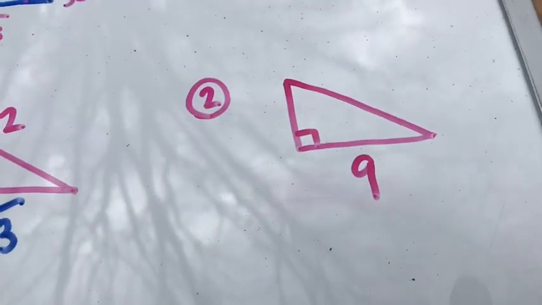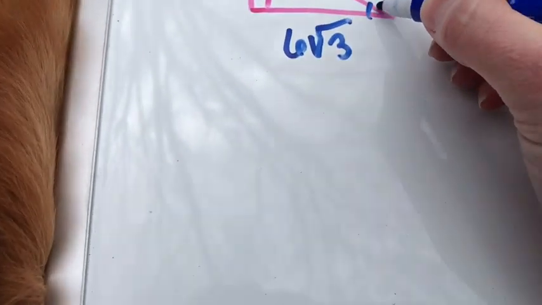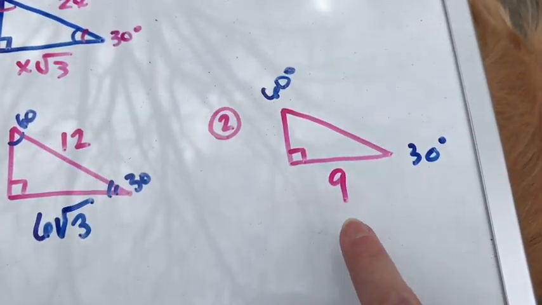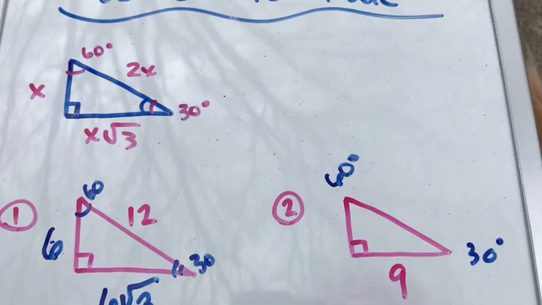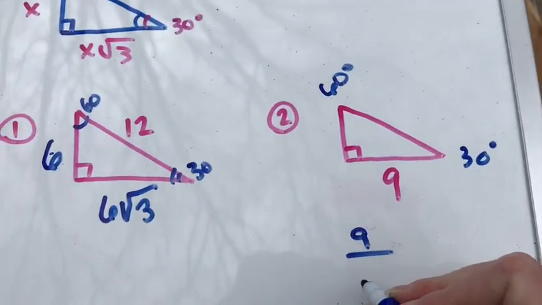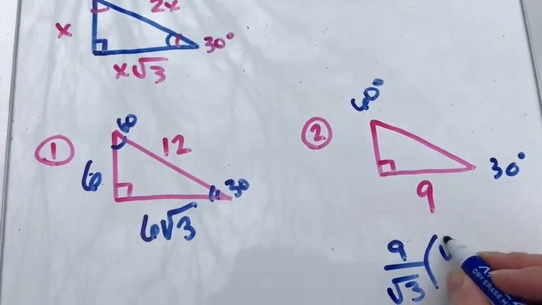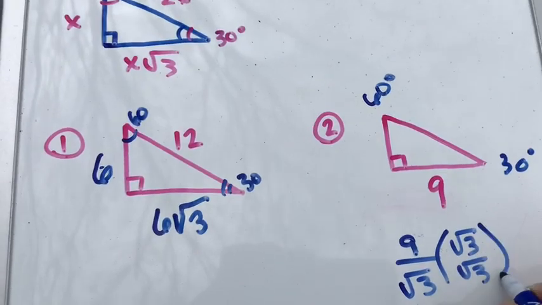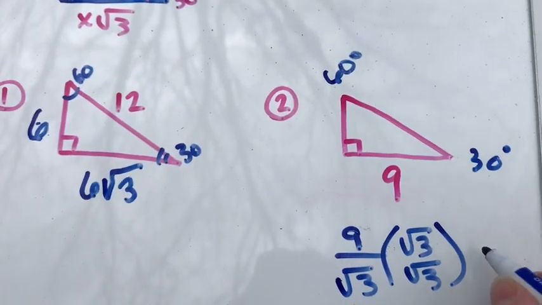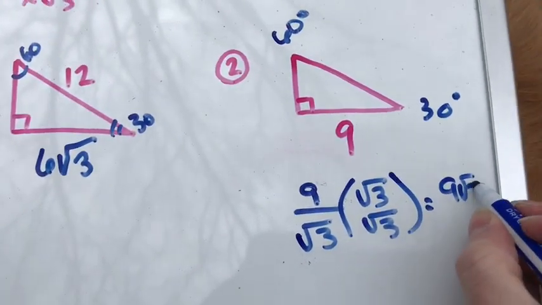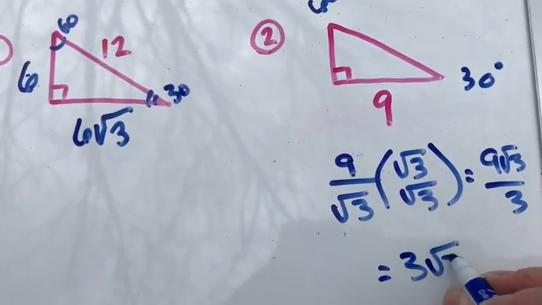Okay, but if you look at this one, oh, and I didn't put these angles here. This one's 60. In order to find the short leg from the long leg, we need to undo multiplying by that radical 3. So we're going to take 9 divided by radical 3. Okay, and remember that's illegal. We can't have a radical in the denominator. So we're going to multiply by radical 3 on the top and the bottom. And we get 9 radical 3 over 3, which is also 3 radical 3.